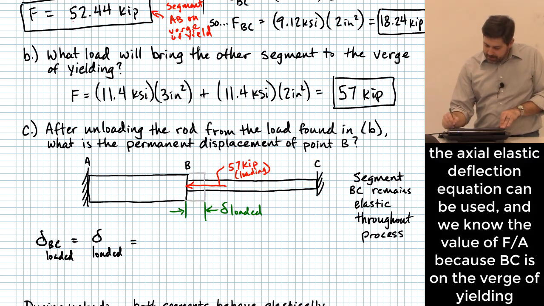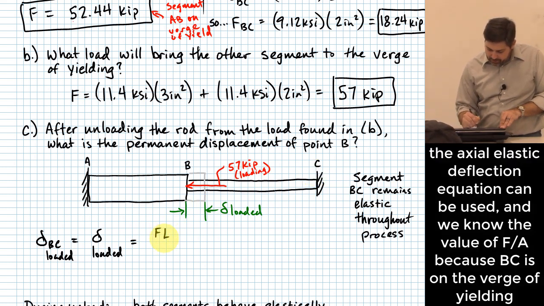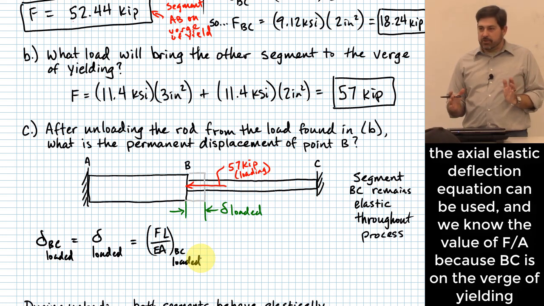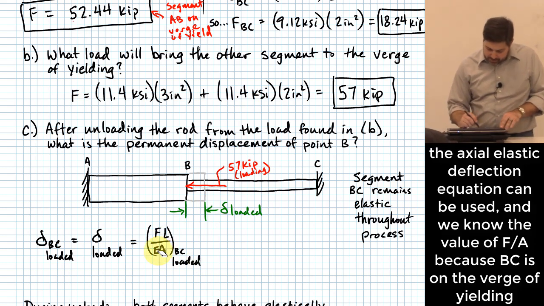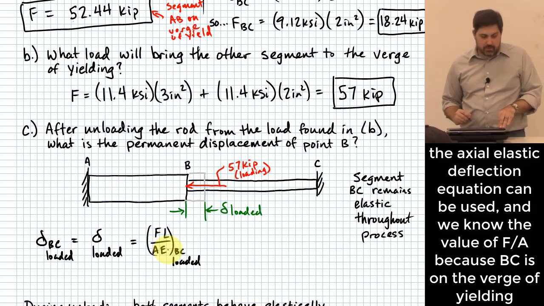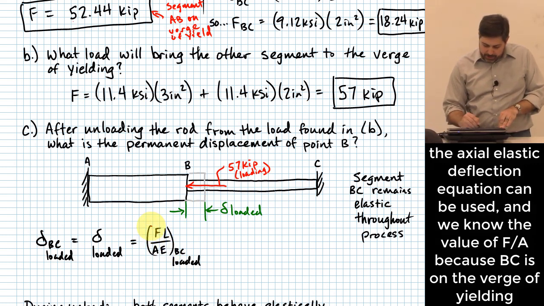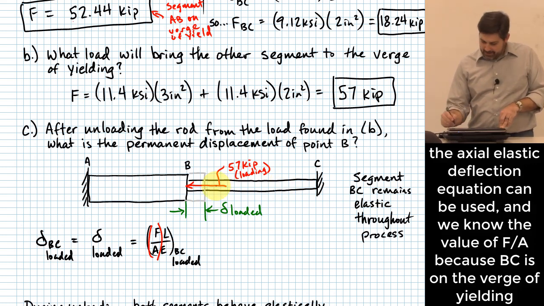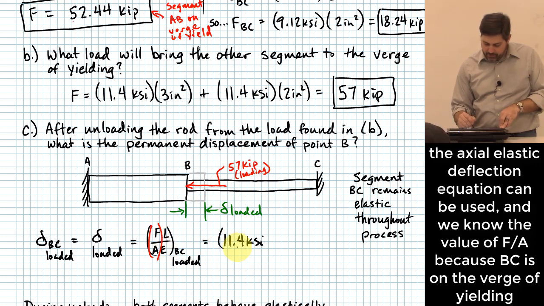Think about that this is essentially FL over EA for part BC when it's loaded. If you'll permit me to use some fairly inexact notation, just for the point of showing you, let me write it this way, AE. For the point of showing you that inside of this formula is what? Stress. And what stress is that at this state of loading? 11.4 KSI, right? So this is going to be equal to 11.4 KSI. That's the F over A part of this thing.